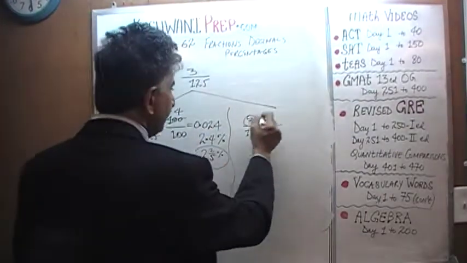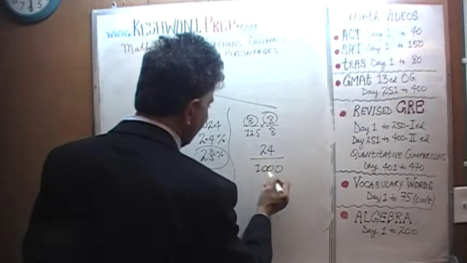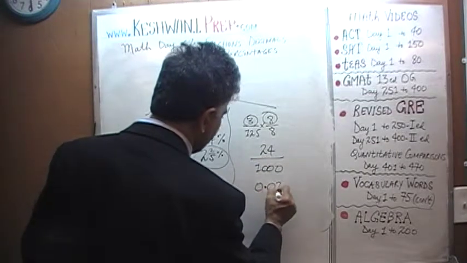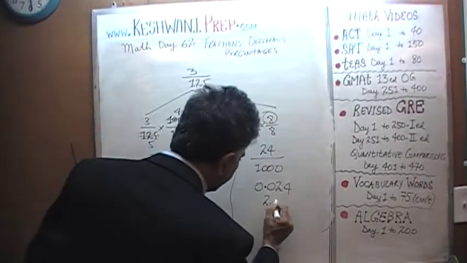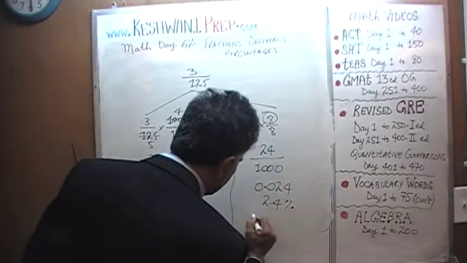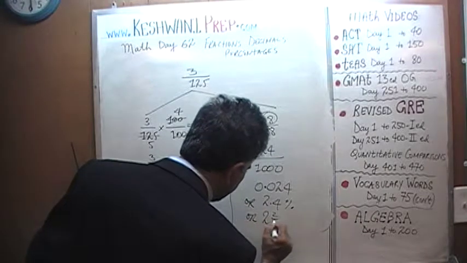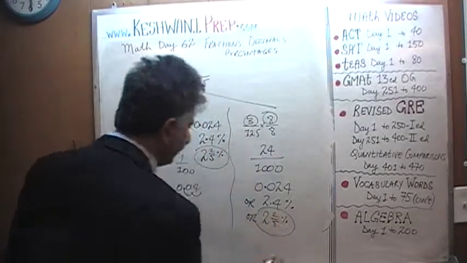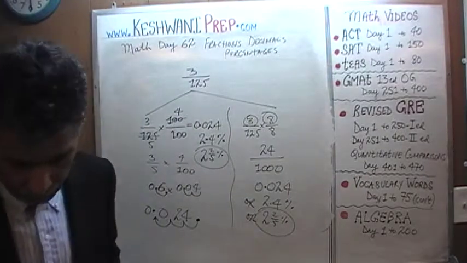On the top, we end up with 3 times 8, which is 24. On the bottom, we end up with 1,000. And that's just 0.024. Same as before, or 2.4%, or 2 1/5%. Any way you want to look at it, they all mean the same thing. Let's do one more.